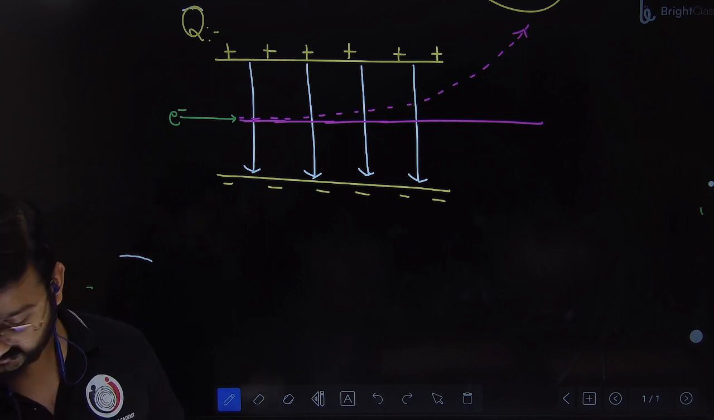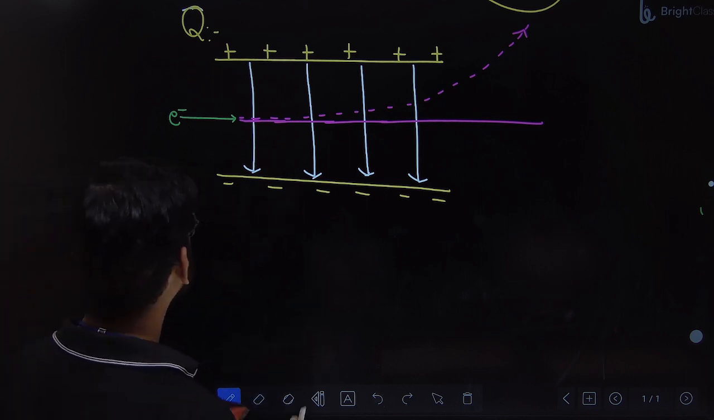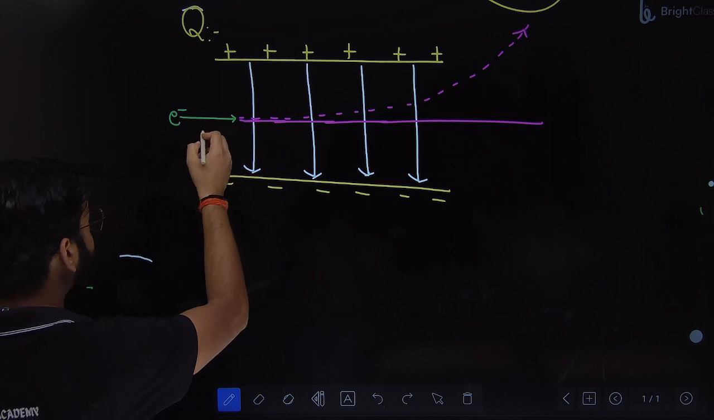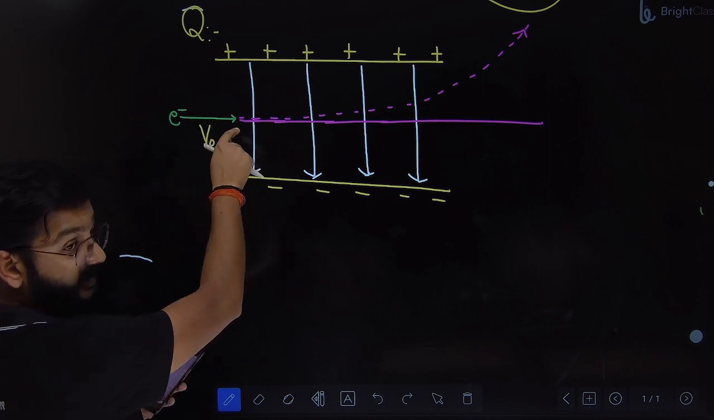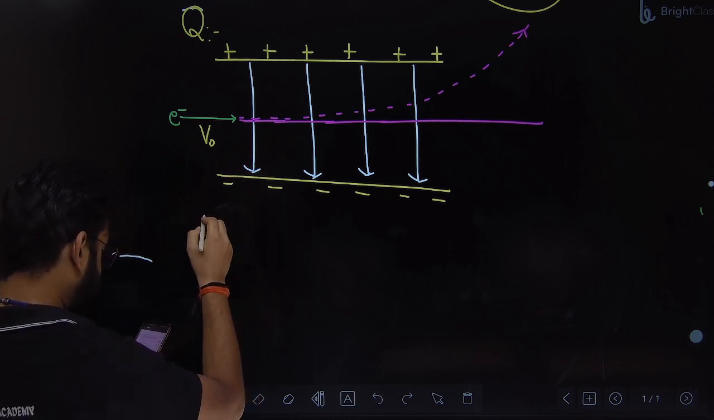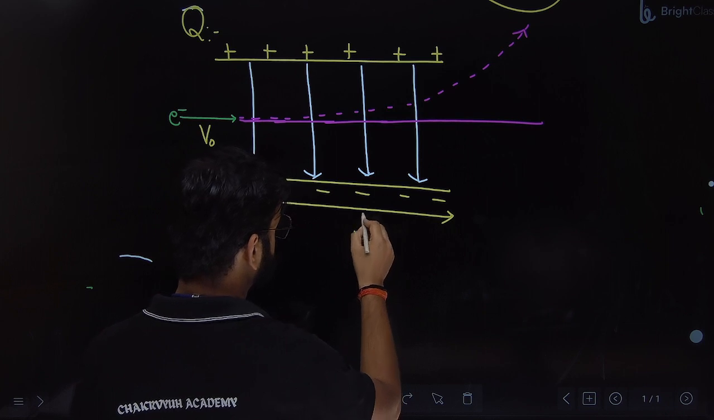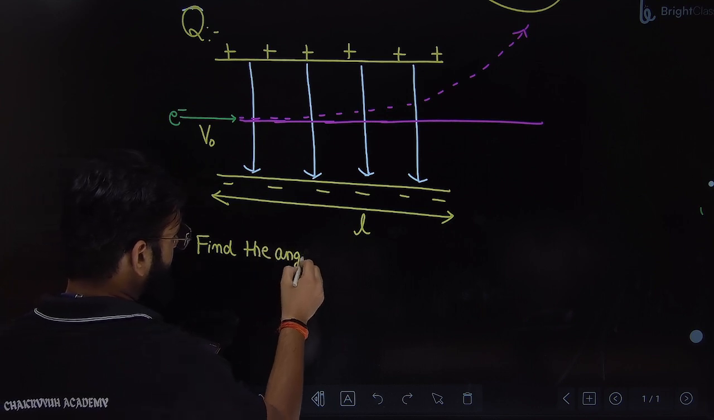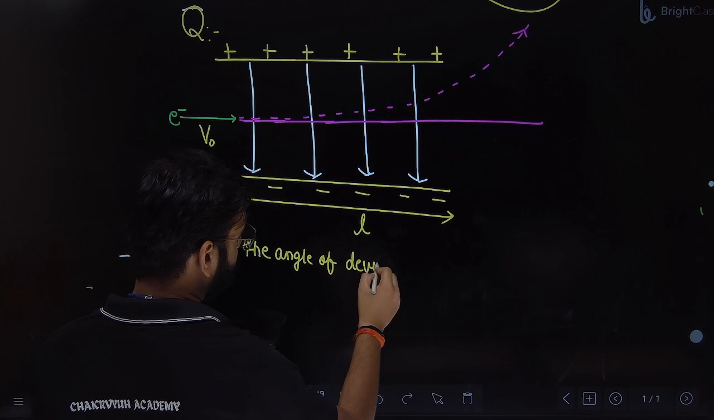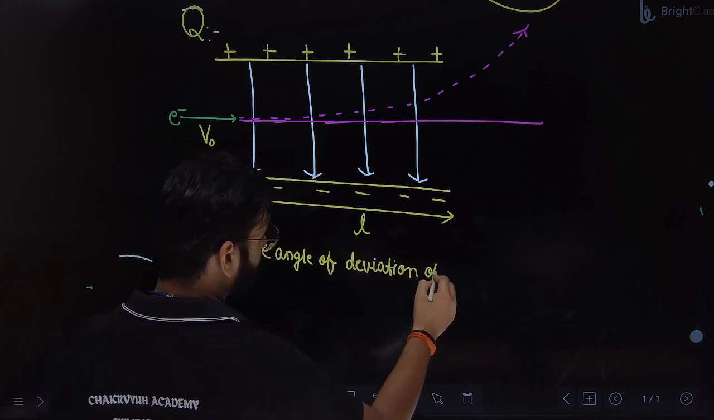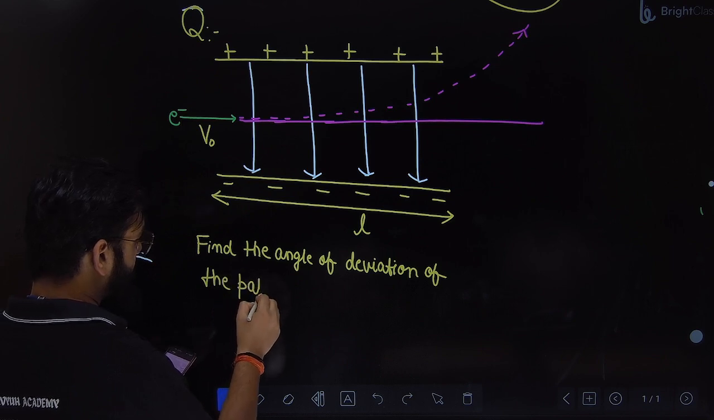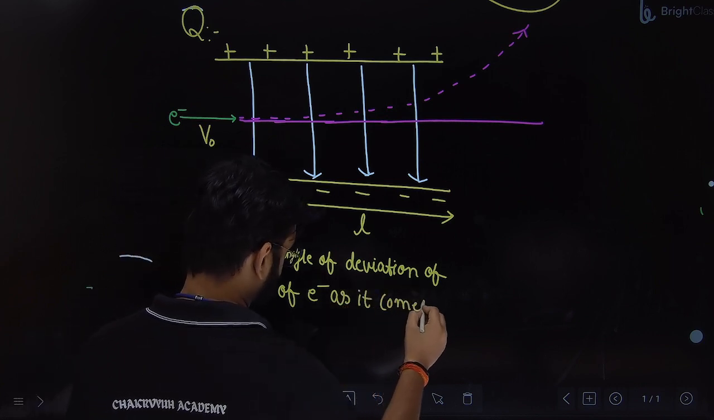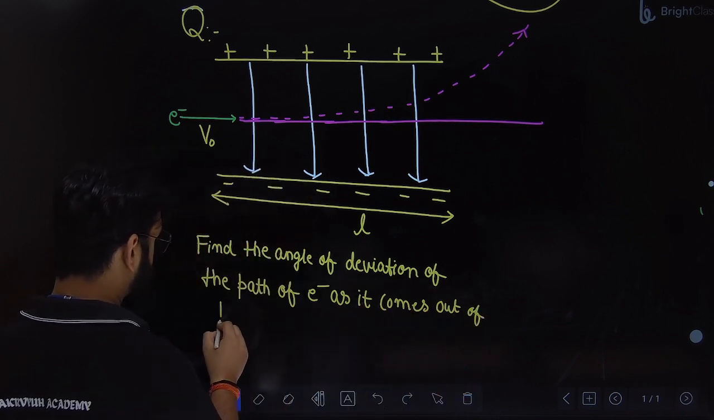So, what is the question? I've not written the second part. So, the question is asking, the velocity is given. If the initial velocity is v naught, it is entering into this electric field with velocity v naught. And the length of the plate is also given, L. So, question is find the angle of deviation of the path of electron as it comes out of the field.